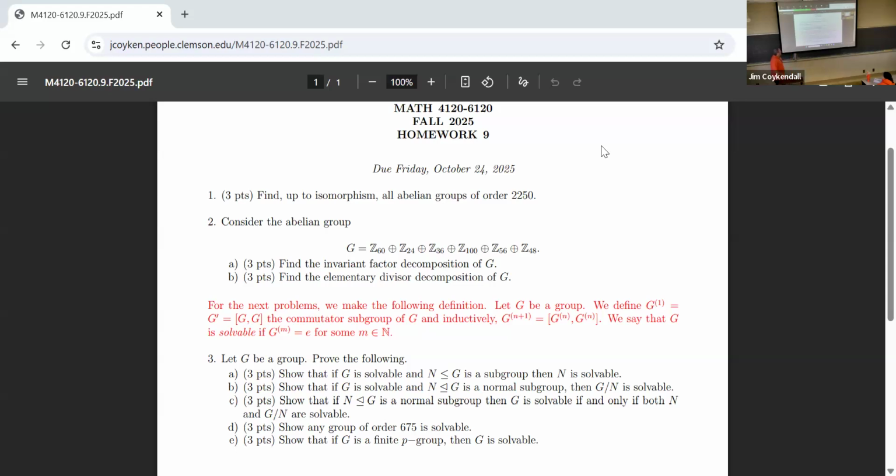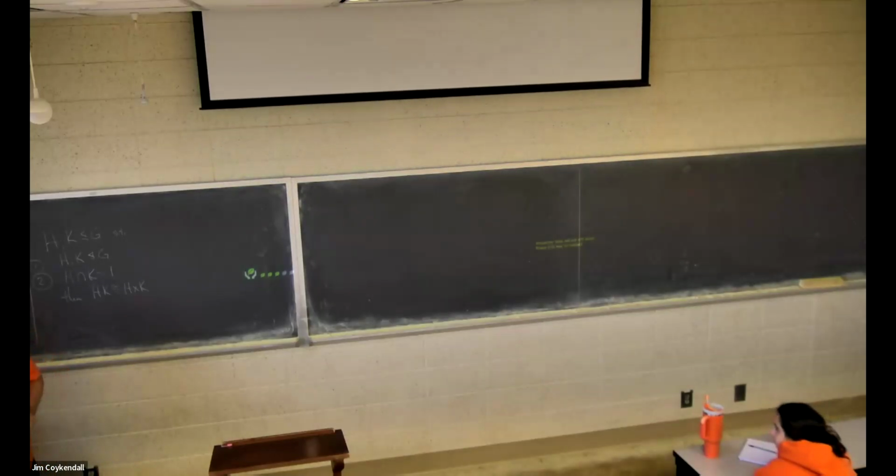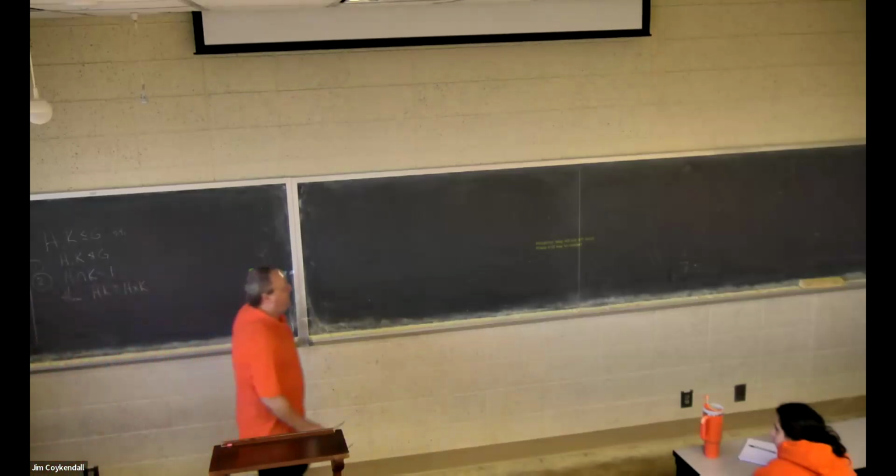Number D, apply this. Show that any group of order 675 is solvable. And E, show that if G is any finite p-group, then it is also solvable as well. So, any questions? All right. Yes, I just learned what solvable means. Oh wait, it already shows there. Yeah, you basically use powers, like those subgroups and stuff, to prove it. Great. Okay.